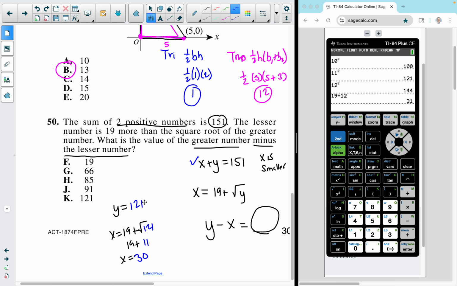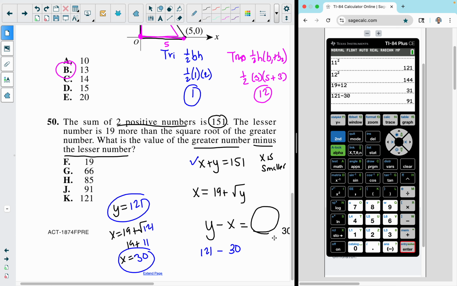Now I am not asking what y is or what x is. The question is what is y minus x. So y is 121 minus x, which is 30. So 121 minus 30 is 91. That is what we're looking for, so our answer is J.